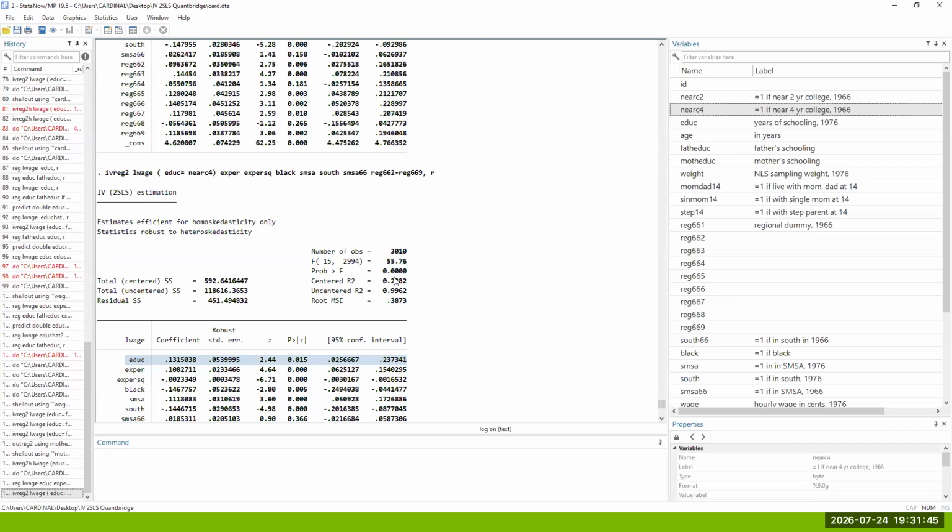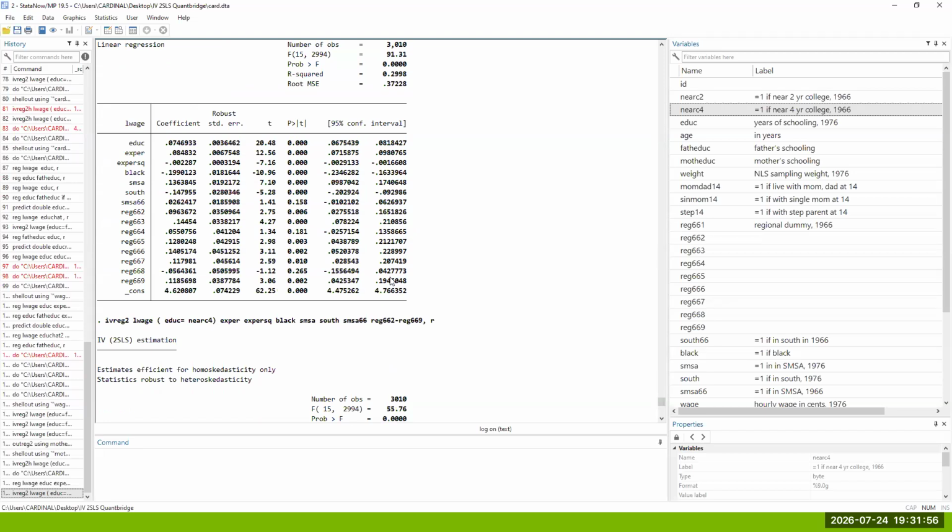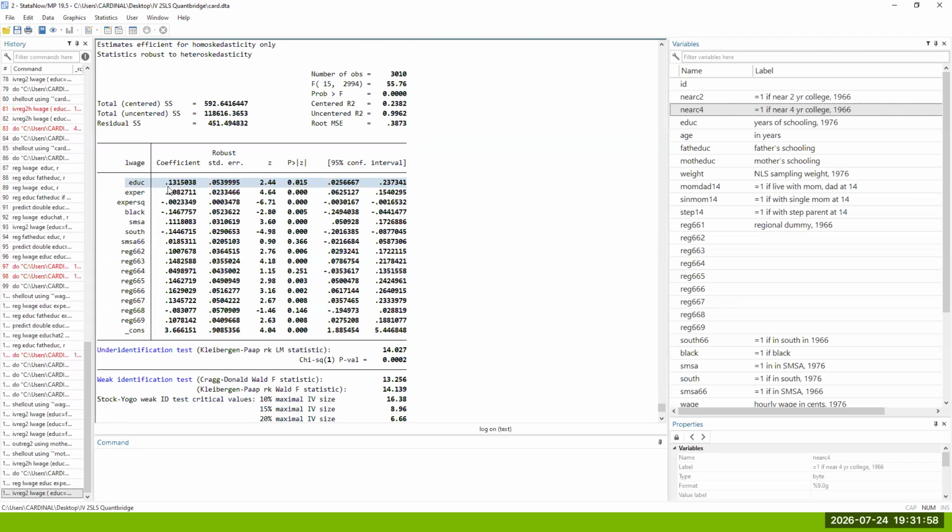What was the initial effect of education? What was the value? 0.07. And now we have 0.131. So this person would also argue that if the endogeneity problem is not resolved, the model will understate or underestimate the effect of education. But once the endogeneity problem is solved using the instrument, this happens.